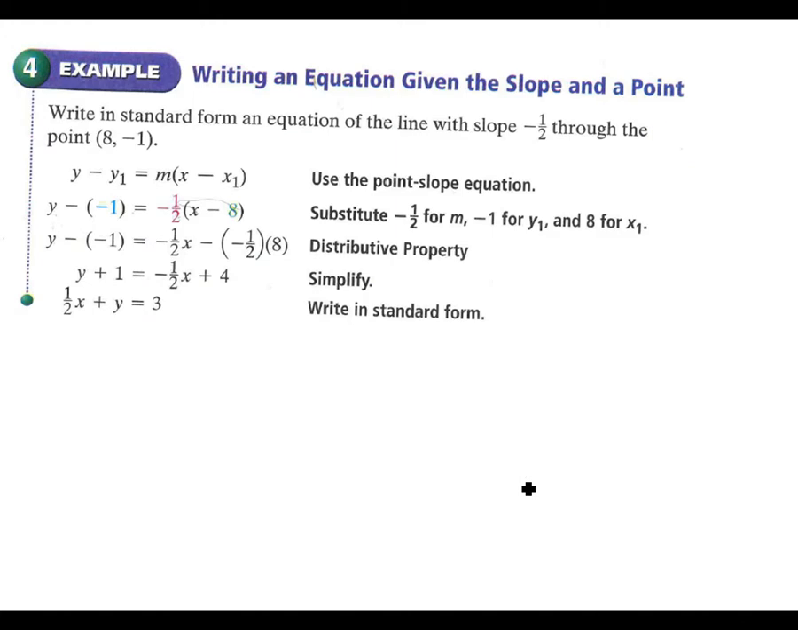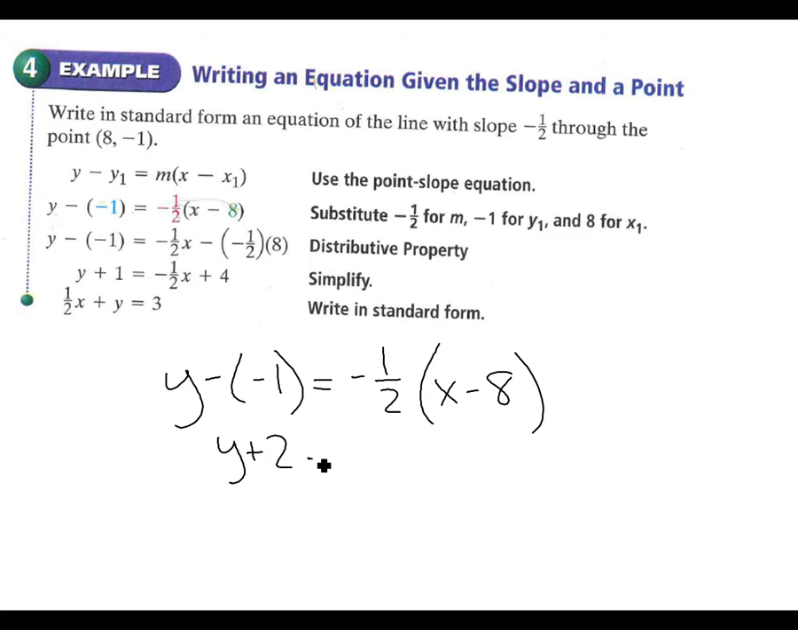So here's our example. If our slope is negative half, and we go through those points, y minus negative 1 equals negative 1/2 x minus 8, and so we've got y plus 2 equals negative half x plus 4. And then in the problem they said write it in standard form. So we're going to get all our x's and y's on one side. So move it over, y plus half x equals minus 2 minus 2.